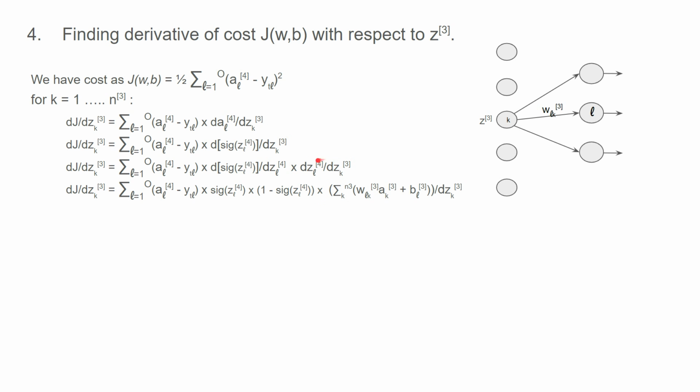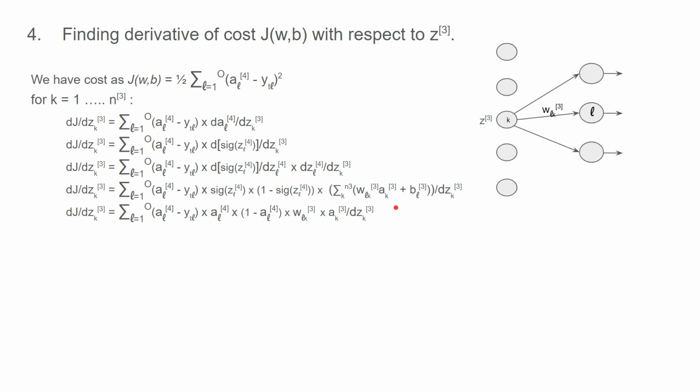And in this term, we are expanding zl4 from the equation we derived in the forward propagation, and zl4 equals the summation over k from 1 to n3 of Wlk3 into Ak3, plus bl3. Therefore, let's move to the next step.